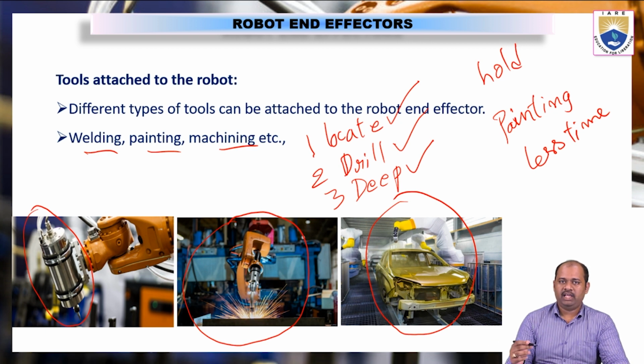If we want to make a hole which is halfway into the thickness, that also can be done with the help of the robot. If I want to make a through hole in the plate, that is also possible if we are using a robot. So these are the different tools that can be connected to robots as end effectors, and they can be used for doing different operations. These are some of the examples. Still, there are many other tools that can be attached.